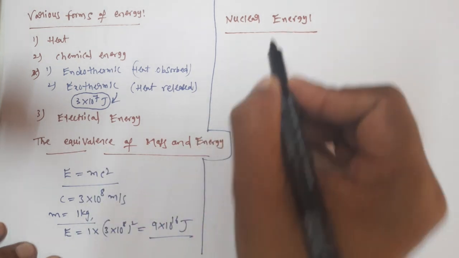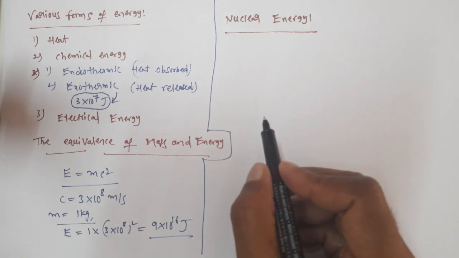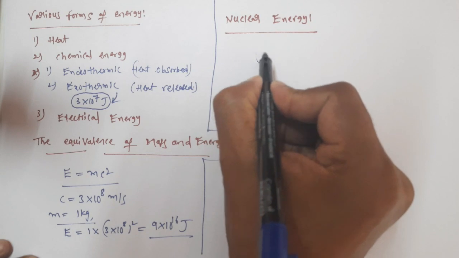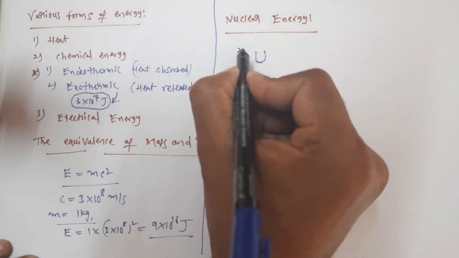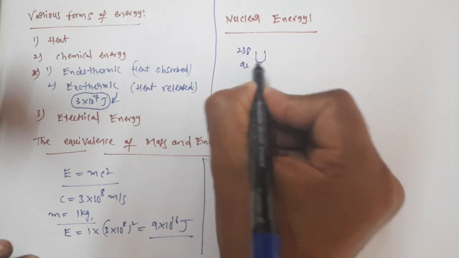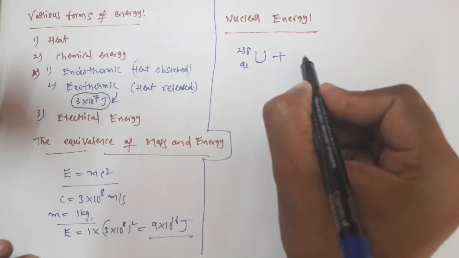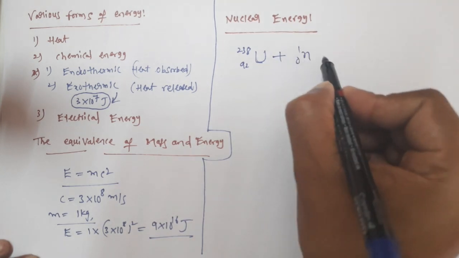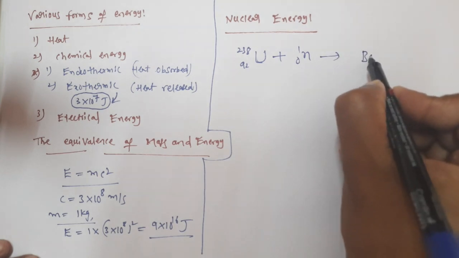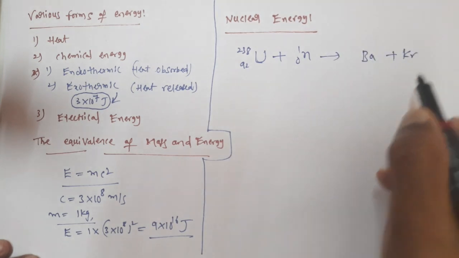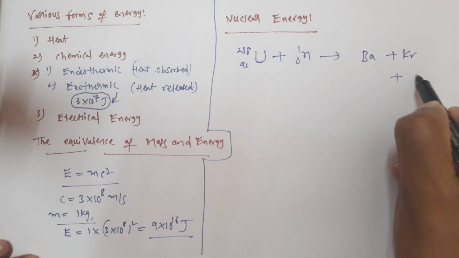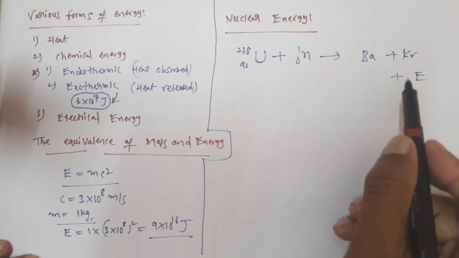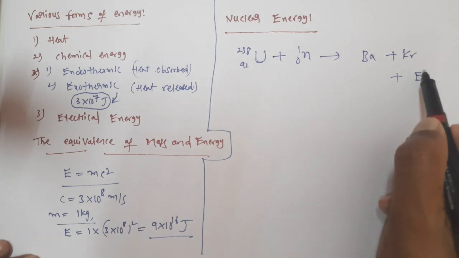Usually, we have two types of nuclear reactions: nuclear fission and fusion. In nuclear fission, what happens is we have a uranium atom, 238 92 U. It collides with a fast neutron, and it produces barium and krypton. It also produces some energy. Whenever this reaction takes place, energy is produced.